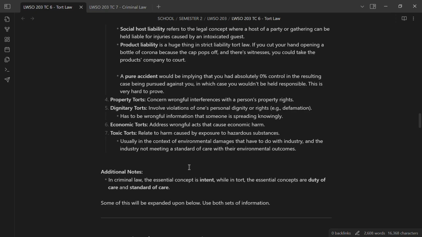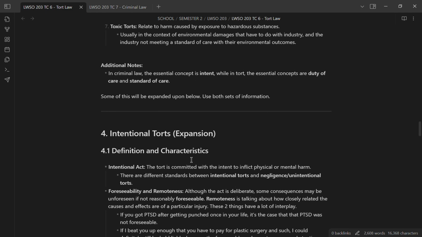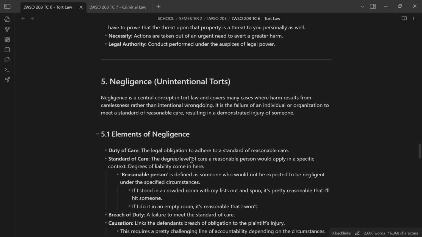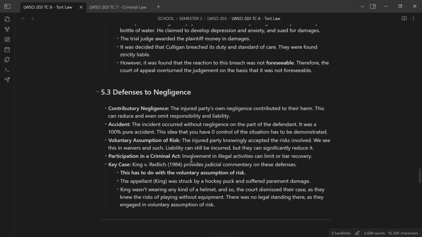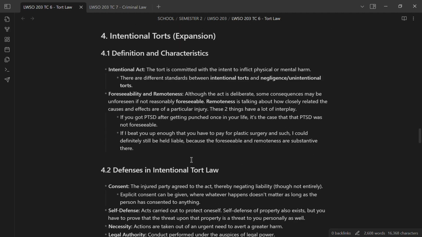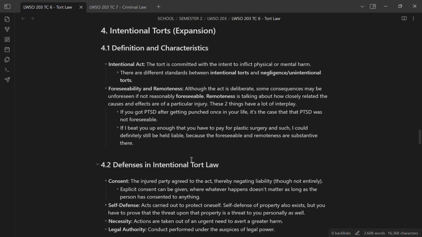We'll expand on this more, but one other thing, in criminal law, again, the essential concept is intent, while in tort, the essential concepts are duty of care and standard of care that establish liability. Let's get into more of these. Let's expand, especially on a few of the more important kinds of torts, specifically intentional torts.